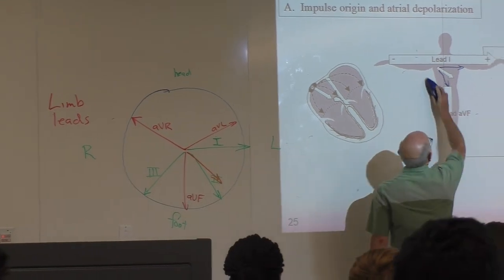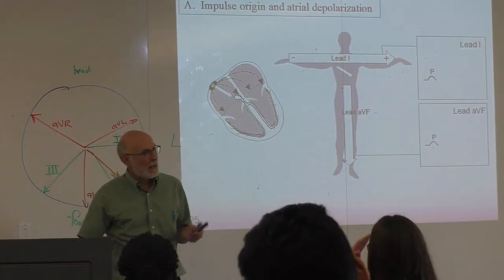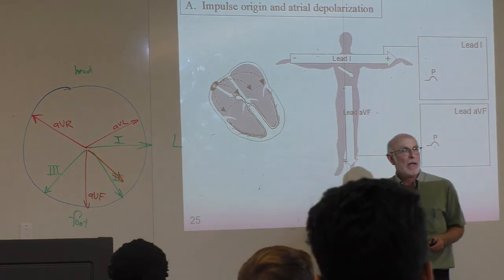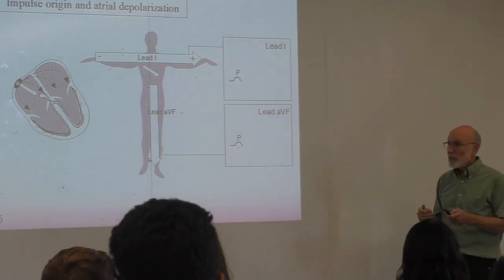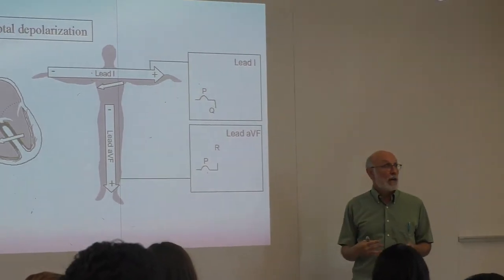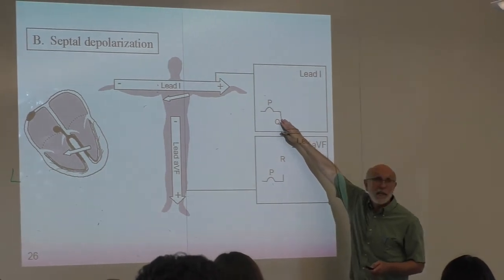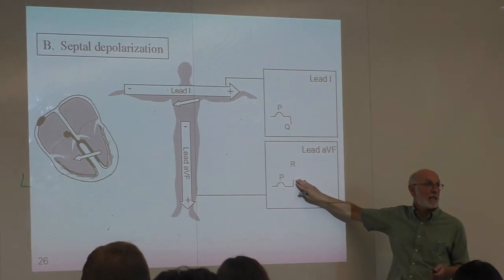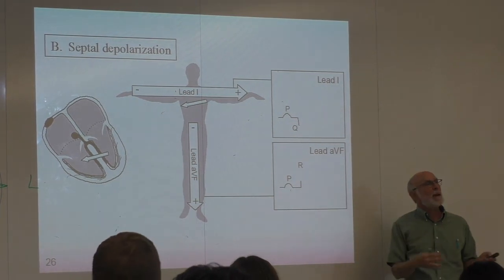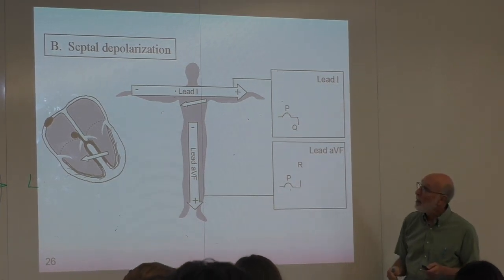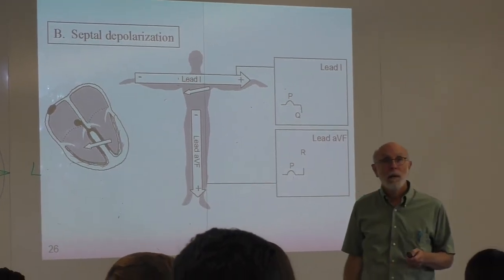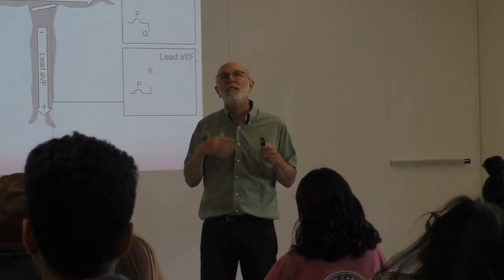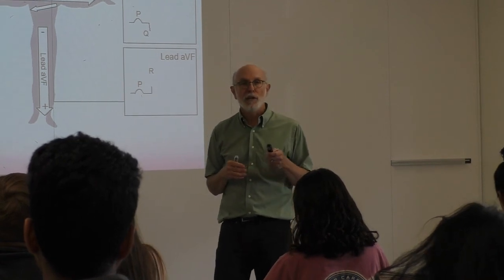Okay, so don't memorize the numbers or the details of this angle. Just think about the general direction. Okay, so septal depolarization starts the QRS complex. And we see it as a negative signal in some leads, and we see it as a positive signal in other leads. And it's small because the septum is relatively small. The interventricular septum is a very early start to ventricular depolarization.